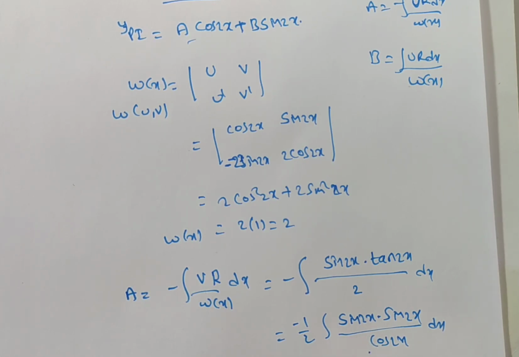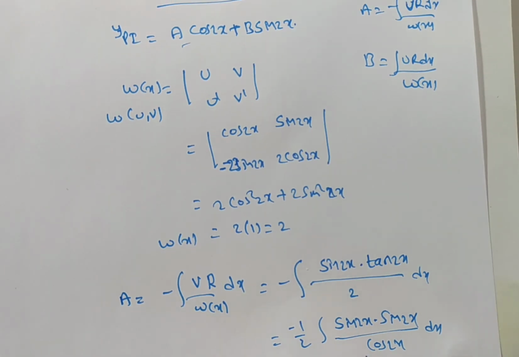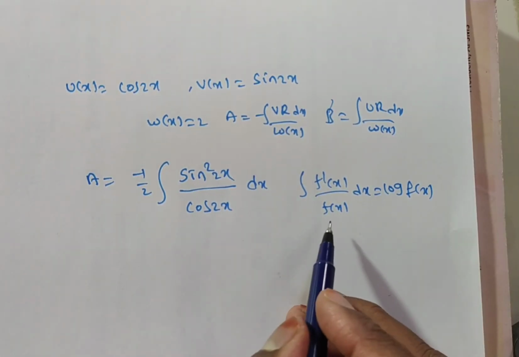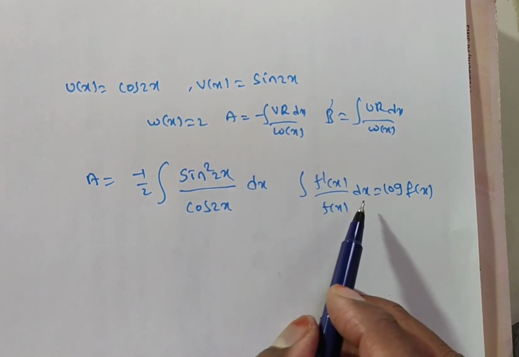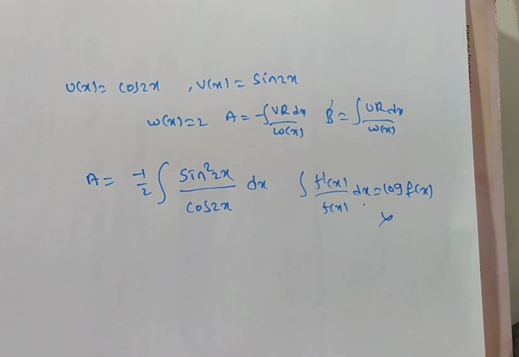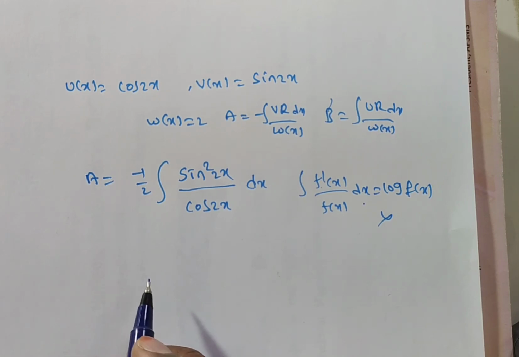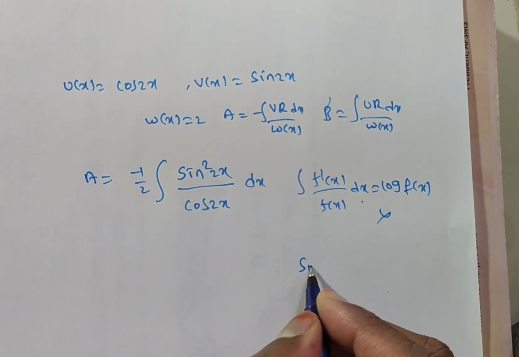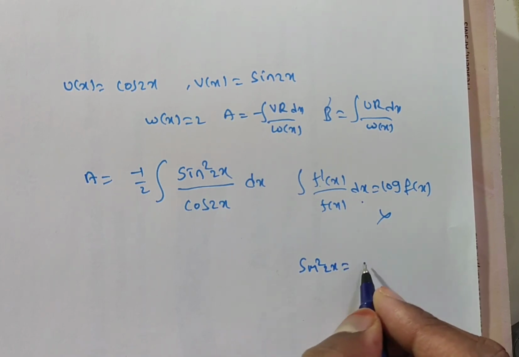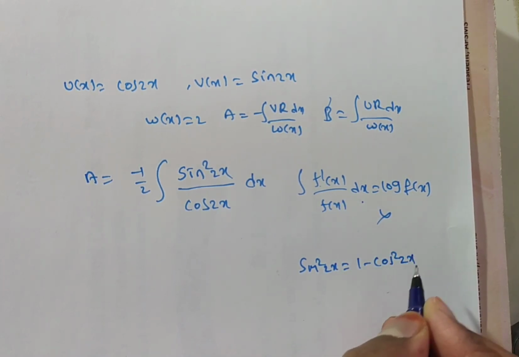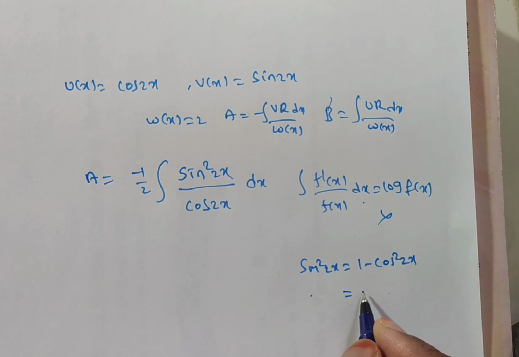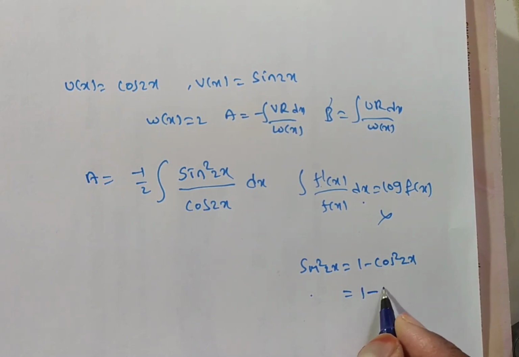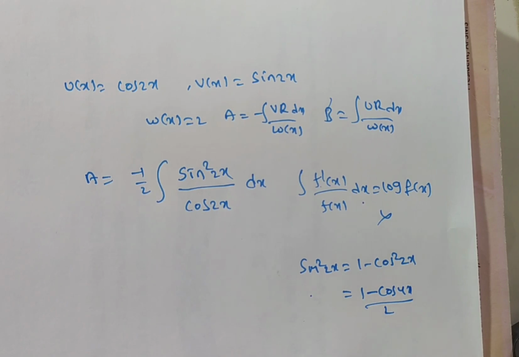So we have to apply another formula. Can we apply integral f dash of x by f of x into dx? No. So now go for other formulas. What are the formulas we have? You see, friends, sine square 2x you can write in two ways. 1 minus cos square 2x is one formula. Another formula also we have: 1 minus cos 4x by 2. Now you have two formulas. Which formula is suitable? Check it.